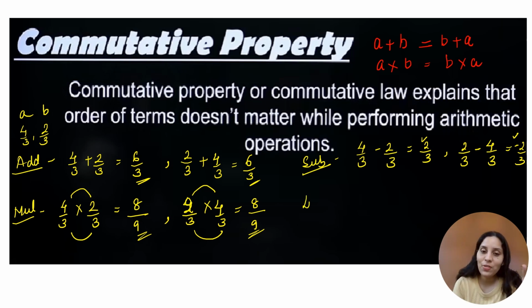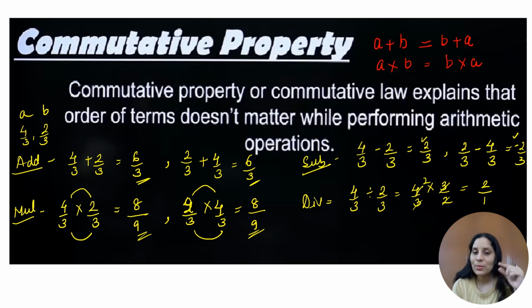Now let us see for division. Division is 4/3 divided by 2/3. So we just saw how to divide. 4/3, you need to change the sign for division and reciprocate. So 3 gets cancelled. 2 ones are 2, 2 twos are 4. So you get 2/1.